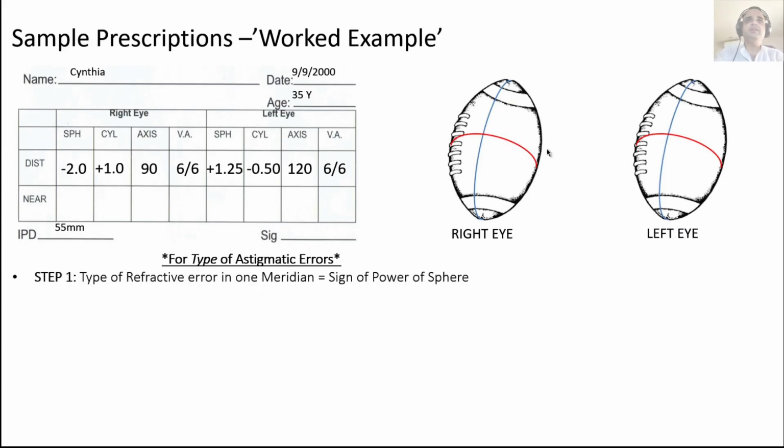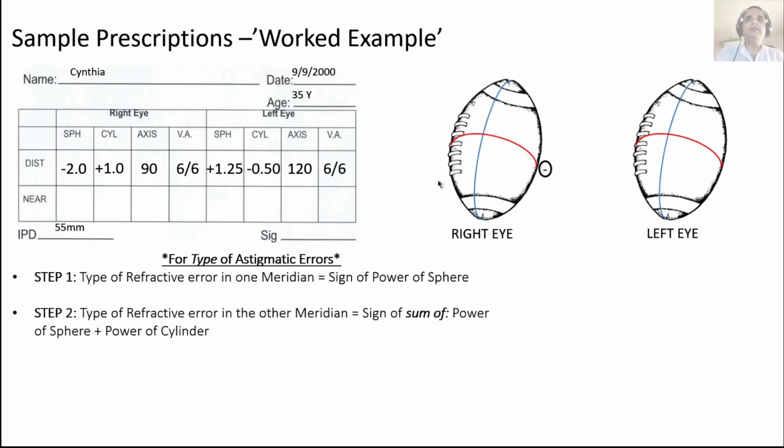This is the prescription and these are the right and left cornea, and both of them are represented by a rugby ball or an oval because we are obviously deconstructing astigmatic prescriptions. So for the type of astigmatic error, rule number 1 or step number 1 was the type of refractive error in one meridian equals the sign of power of sphere. So in the right eye, the sign of power of sphere is negative, and we can place it in any one of these two meridians, either the X or Y meridian or vertical or horizontal meridian or whatever you want to call them. So we can place it along the vertical meridian or we can place it along the horizontal meridian. It really does not matter.